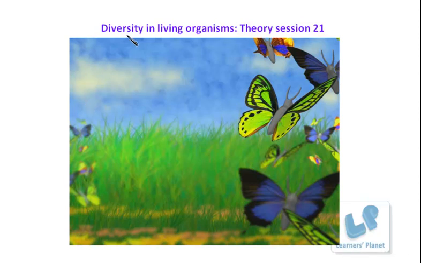Let us continue with the chapter Diversity in Living Organisms. This is the 21st theory session of this chapter. Until now, I have already explained to you about the different 5 kingdoms, right? And in this we have of course discussed in a little bit more detail the kingdom Plantae and the kingdom Animalia. So kingdom Animalia, as we were discussing earlier in the previous session, is divided into 2 groups, that is Chordata and the non-Chordata.